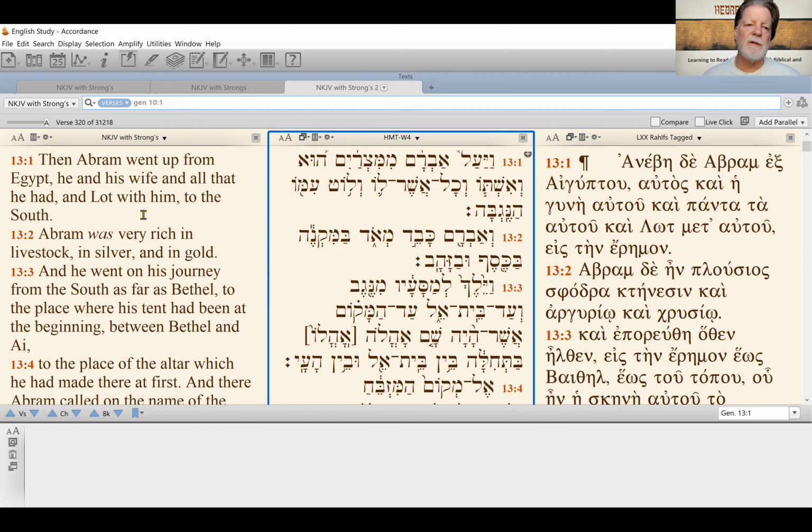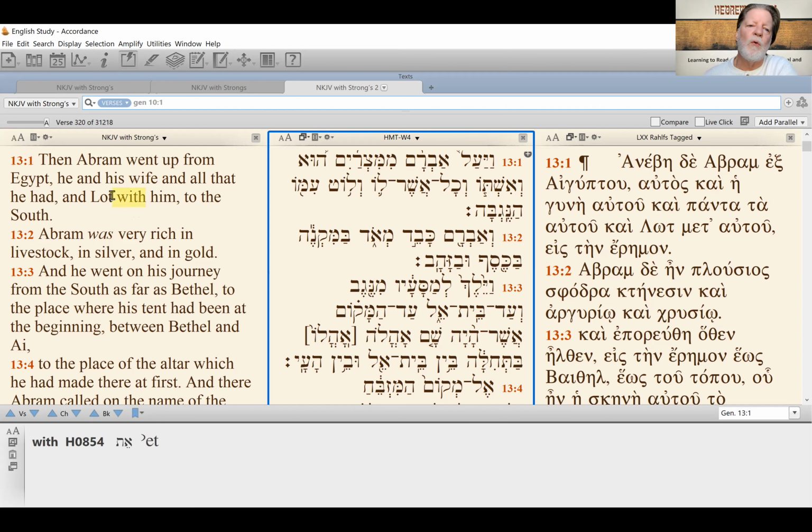So let's go ahead with our text. And this takes place after Abram and Sarah had returned from Egypt. So then Abram went up from Egypt, he and his wife and all that he had, and Lot with him.